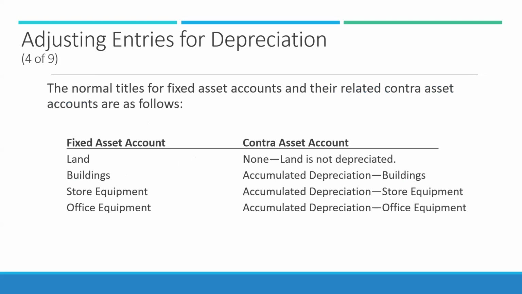The normal titles for fixed asset accounts and their related contra accounts are here. Buildings, the contra asset account for building, showing how much we've taken in depreciation, is accumulated depreciation on buildings. Or store equipment will be accumulated depreciation on store equipment, or office equipment. Whatever that asset is, we're going to have a corresponding contra account keeping track of what we've taken already. Guys, land can never be depreciated. That's one asset we say never loses its value. Okay?